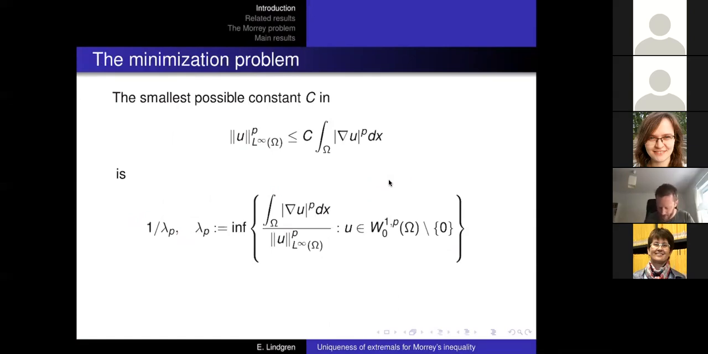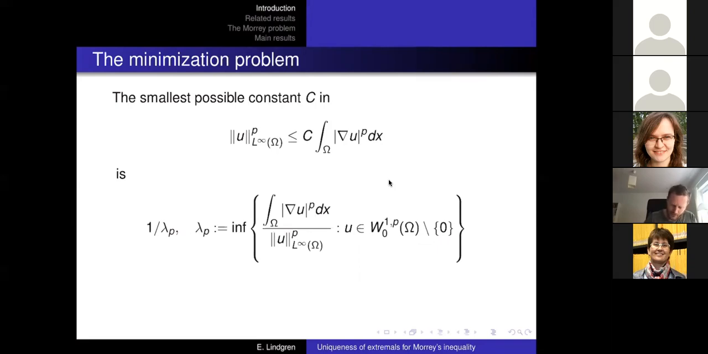And here, of course, I was a little bit sloppy because on the first slide, I was looking at functions that are smooth with compact support in omega. Here I have written just the Sobolev space W^{1,p}_0, which is just the closure of these functions with respect to this norm in W^{1,p}. So we're talking about the same thing here.